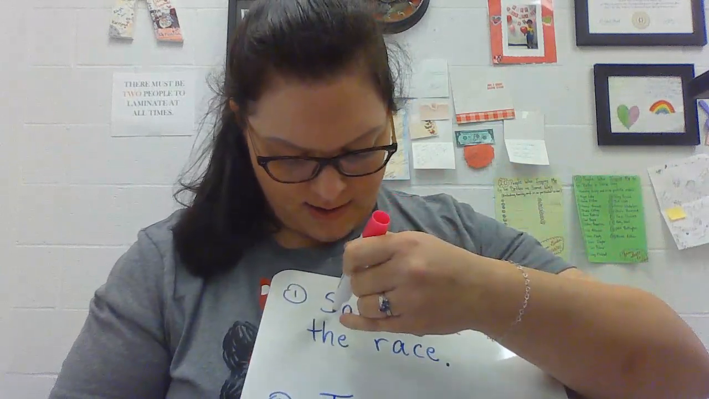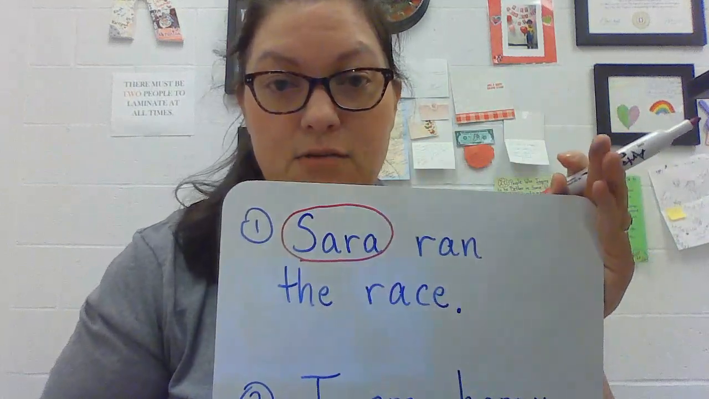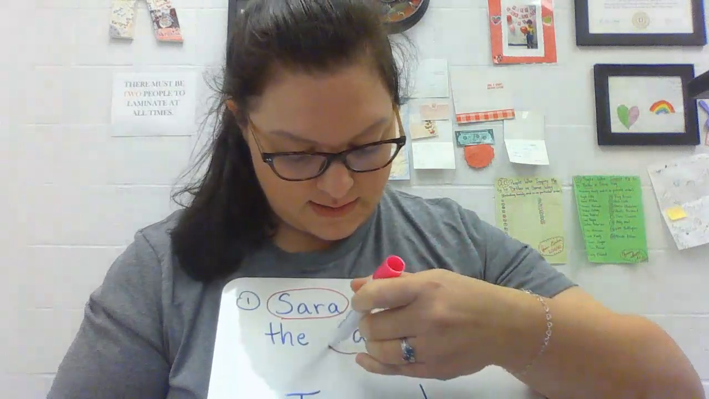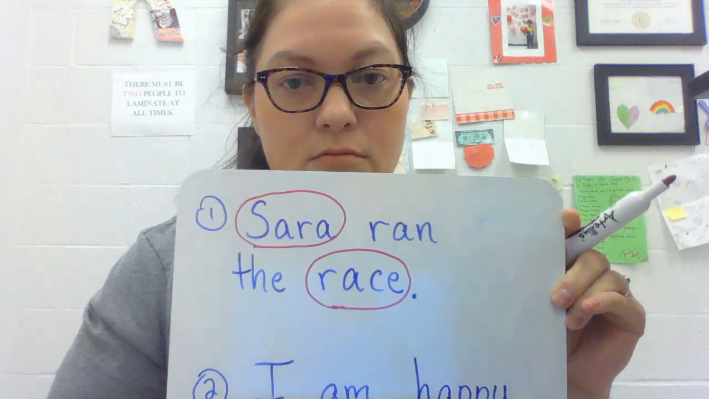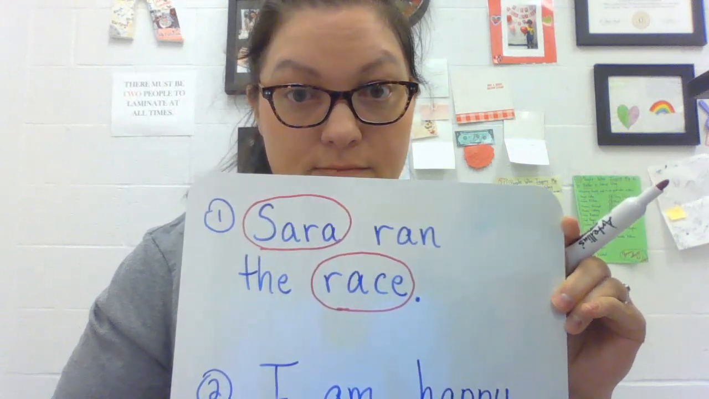I see Sarah, so I'm going to circle that in pink. Sarah is a noun because she is a person. But I also have a second noun, which is race. She ran the race. The race is a thing that you are running or participating in. So Sarah and race are both nouns.